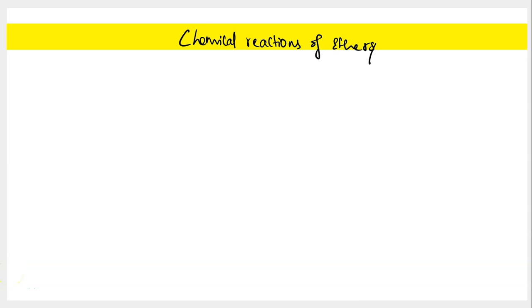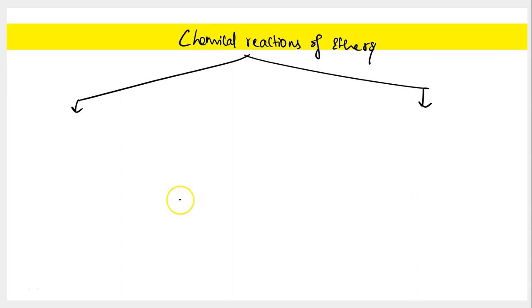Hello everyone, in this video we are going to talk about the chemical reactions of ethers. So first of all, let's make a flowchart to understand how many types of chemical reactions we are going to learn under this category. There are majorly two types of chemical reactions that ethers exhibit, of which the first one is cleavage of carbon-oxygen bond in ethers.